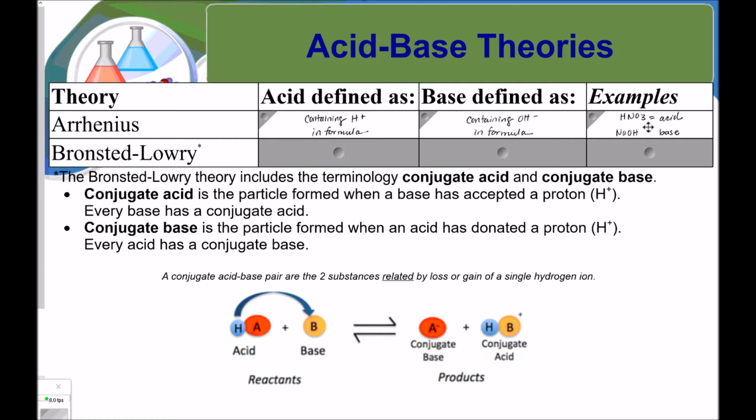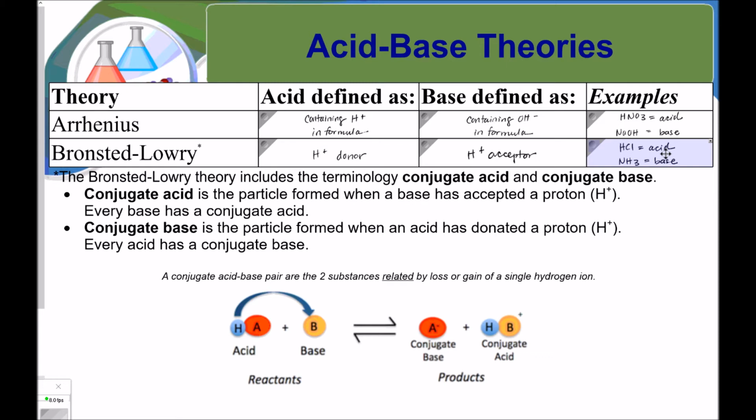The Bronsted-Lowry theory we haven't really talked about before. It defines an acid as a proton or hydrogen donor and a base as a hydrogen acceptor. Some examples of these are hydrochloric acid and ammonia being a base. So ammonia accepts hydrogen ions. That's why it's a base under the Bronsted-Lowry definition.